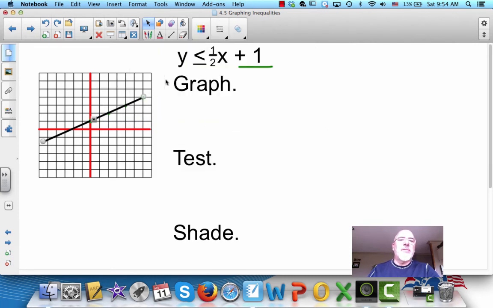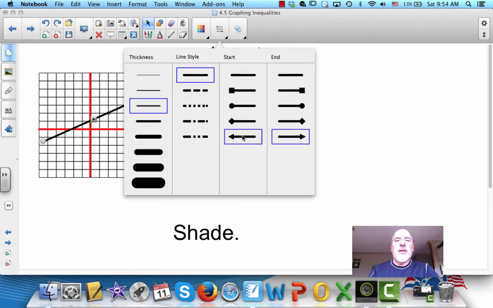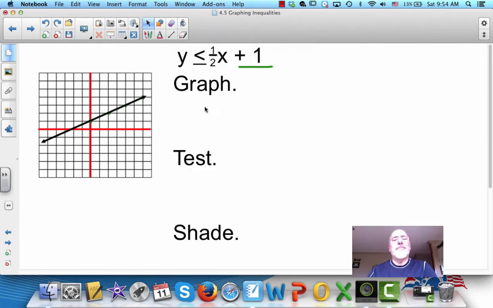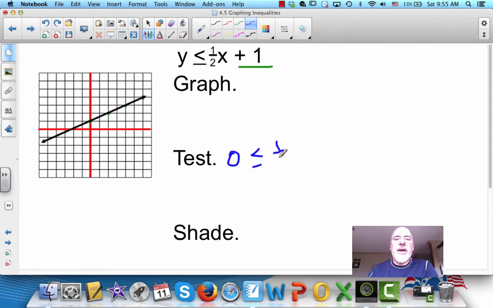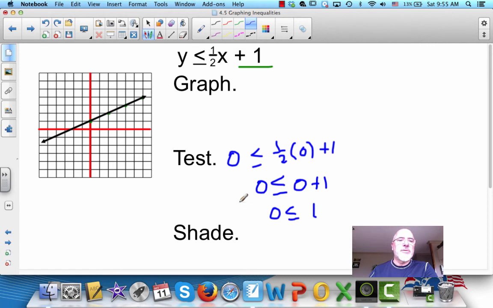Oops, I missed. Got it. Okay, so now where do we shade? Let's test 0, 0. Let's do a different color. So we'll have 0 is less than or equal to 1/2 times 0 plus 1. 0 is less than or equal to 0 plus 1. 0 is less than or equal to 1. Well, that's true. So that means that we're going to shade on the side that we tested.